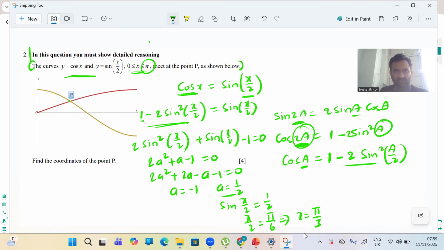You got the x value. If you stop at this part, you would not get all the 4 marks because the question is asking for the coordinates of P. Always remember, read the full question. You can use either of the equations to get the value of y. We already know that the x value is pi divided by 3. If you write pi divided by 3 here, cos pi divided by 3 is half. So P is going to be pi divided by 3, comma, half.